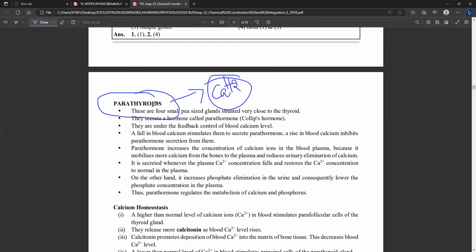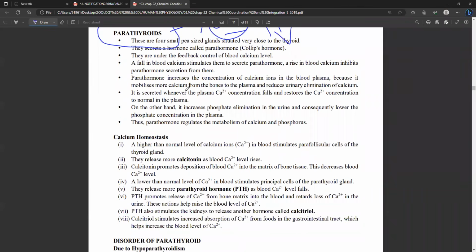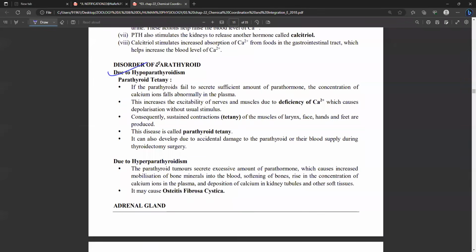So you have to understand the role of the parathyroid in the homeostasis of calcium. I mean to say, will the parathyroid release hormone when there is more calcium, or when there is low calcium? In that way, you have to read. Then once again, the disorders.